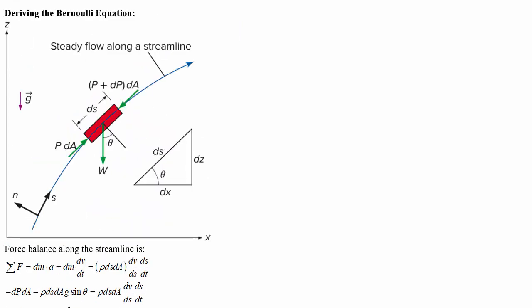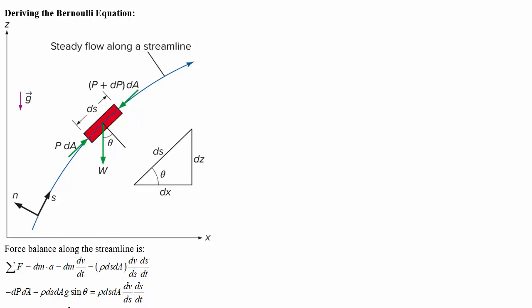So the force balance along the streamline: some of the forces on this thing would be the little bit of mass that it has times the acceleration in the streamline direction. And acceleration in the streamline direction is the rate of change of the speed. The mass is rho times the little bit of volume, which is ds dA, and the rate of change of speed, dv by dt, by the chain rule is dv by ds times ds by dt. Okay, that's the right-hand side. We're going to leave that the same on the next line and mess around with the force.